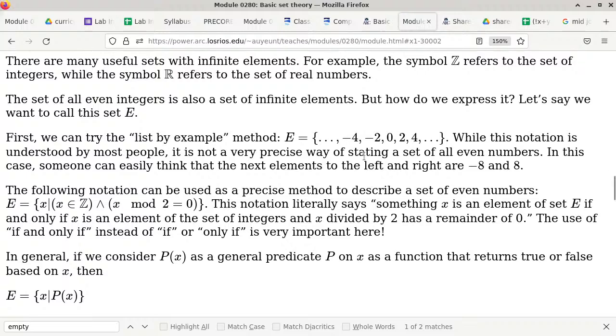This notation here seems to be intuitive, because you're basically showing examples of elements in a set, but it's not good enough, right? There's no way you can tell the next one after -4, is it -6 or is it -8? And then 2 and 4, and then the next one, maybe an 8, not 6. So it is not a very good and clear way to express membership.